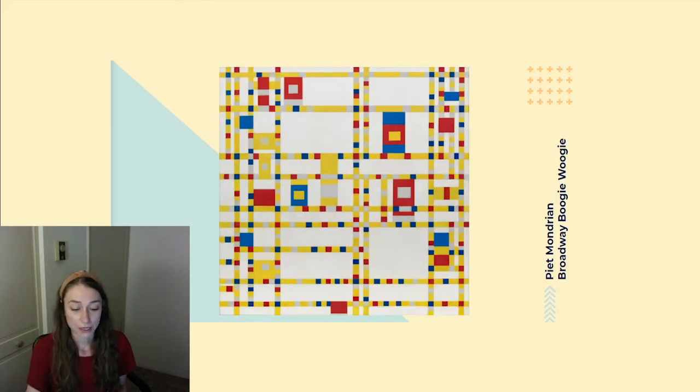Here we have something completely different. Piet Mondrian is an abstract painter. This was painted in 1942 and 1943. It's called Broadway Boogie Woogie, and it is one of his most famous pieces. So he's the guy with the squares, if you're looking to remember your art people.